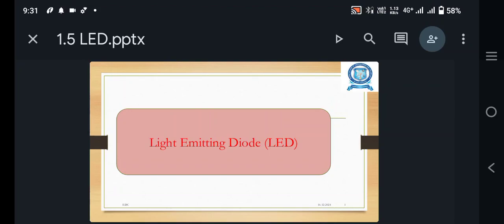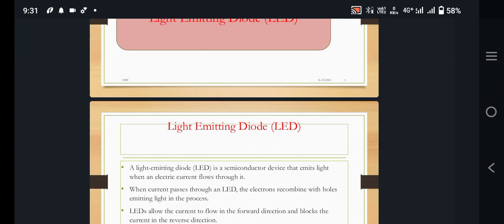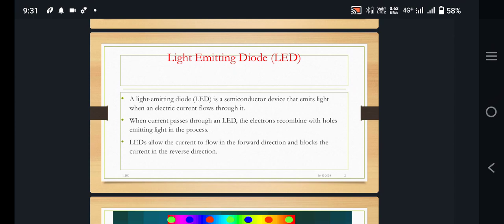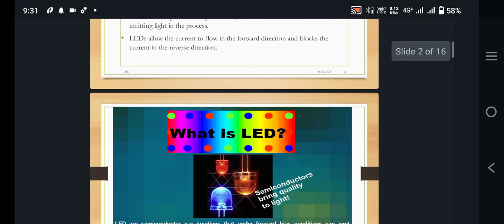The next topic is light emitting diode, which is simply called LED. LED is a semiconductor device that emits light when an electric current flows through it. When current passes through an LED, the electrons recombine with holes, which emits the light. LEDs allow the current to flow in the forward direction and block the current in reverse direction.